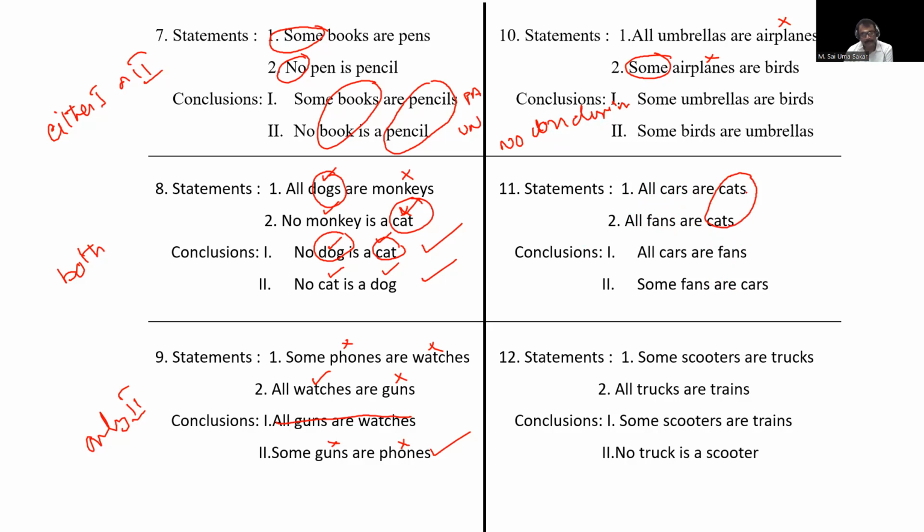Now complementary pair. If one of the conclusions is universal affirmative, what is the other one? Must be particular negative or not. So particular negative conclusion also does not exist. So what is the answer? Answer is no conclusion.